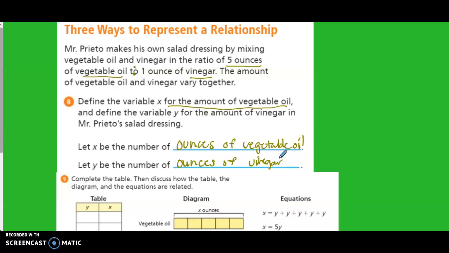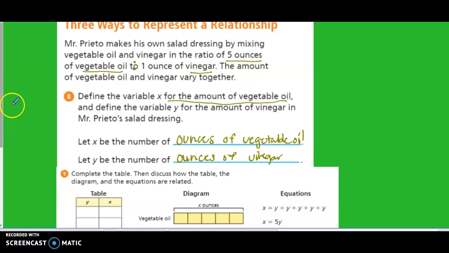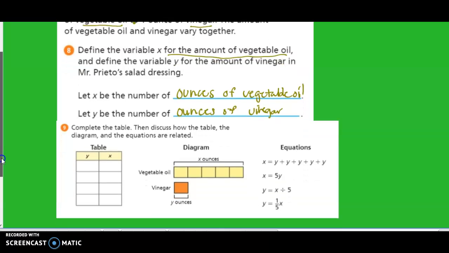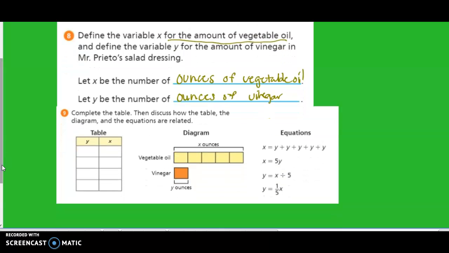Now, I don't think you guys have this page in your packet, but that's okay. You can still follow along with the video. Complete the table, then discuss how the table and the diagram and the equations are related. We won't have a discussion here.